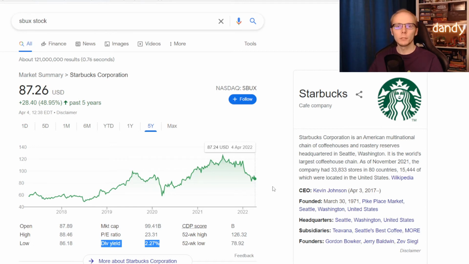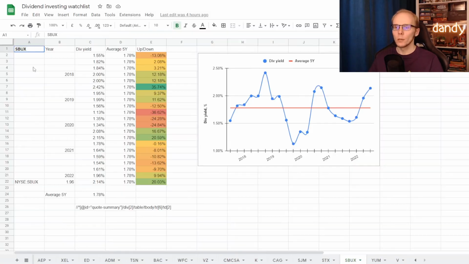But the current yield is not the main factor here. I want to check how it compares to the stock's yield history. We are back into my Google Sheets dividend stock watchlist, and here we have Starbucks 5-year history.